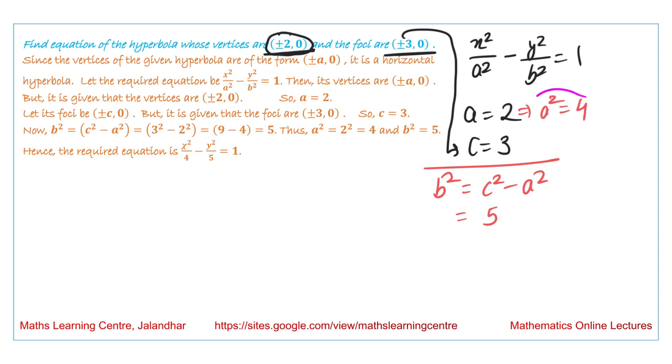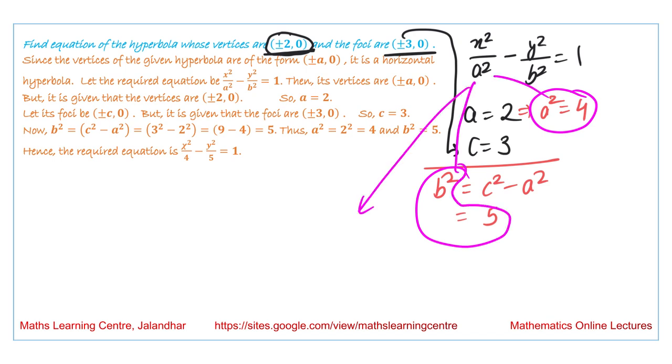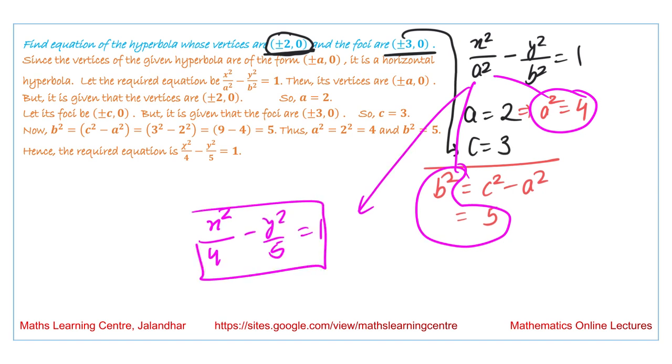So the value of a square we have is equal to 4. Substituting both these values, a square and b square, in the given equation, we obtain the required equation as x square over 4 minus y square over 5 is equal to 1. So this is the required equation of the hyperbola.